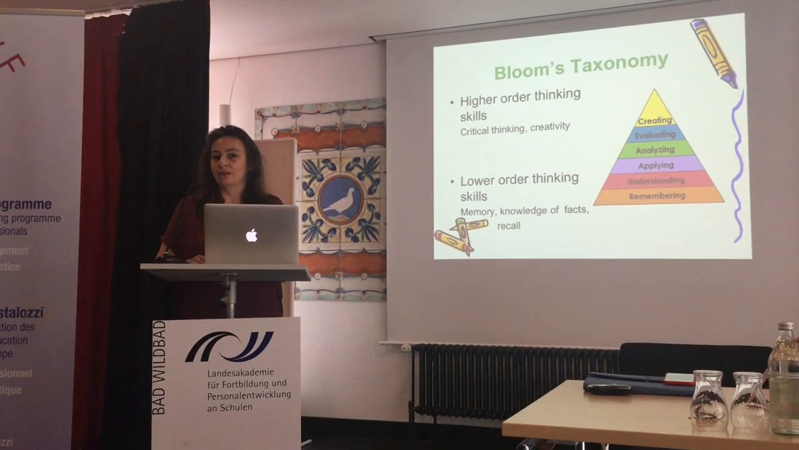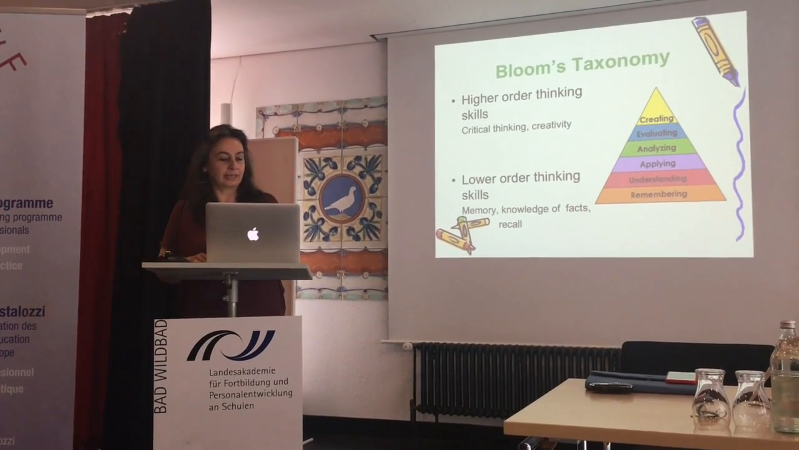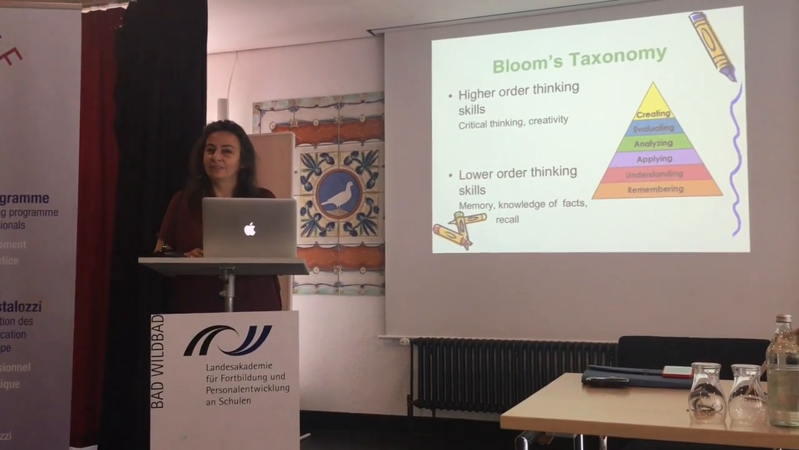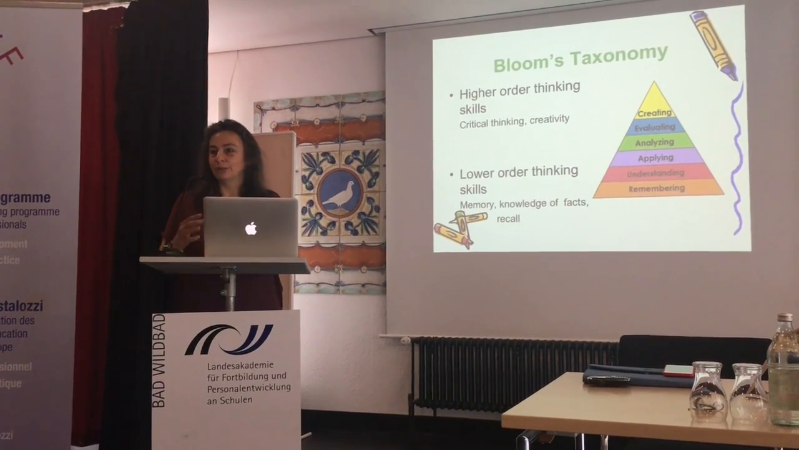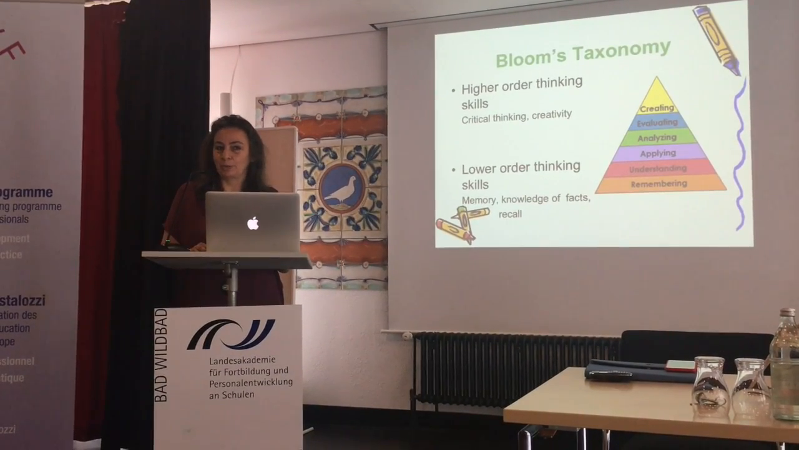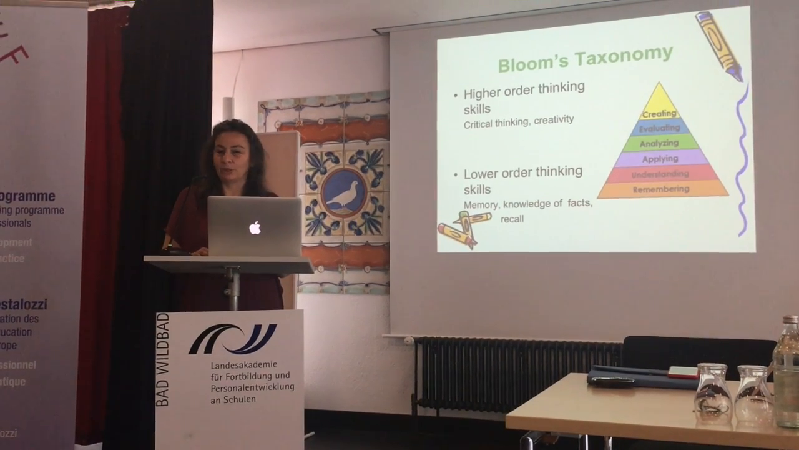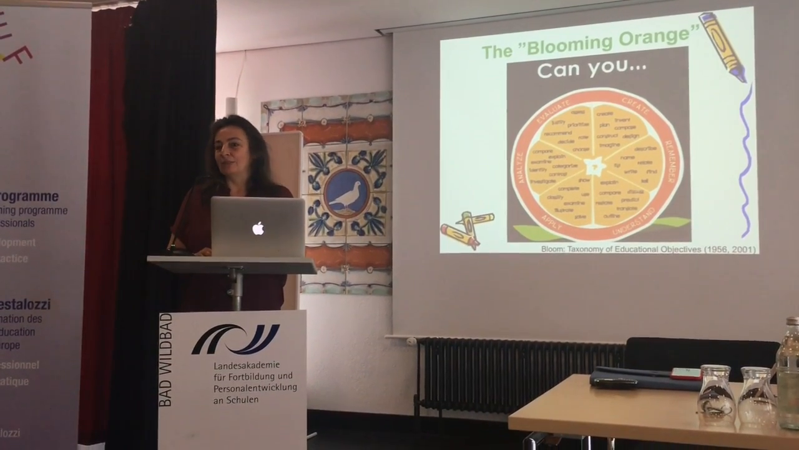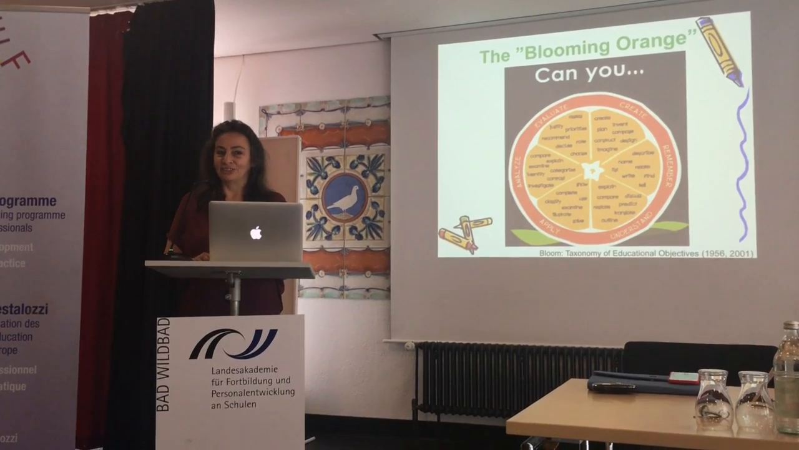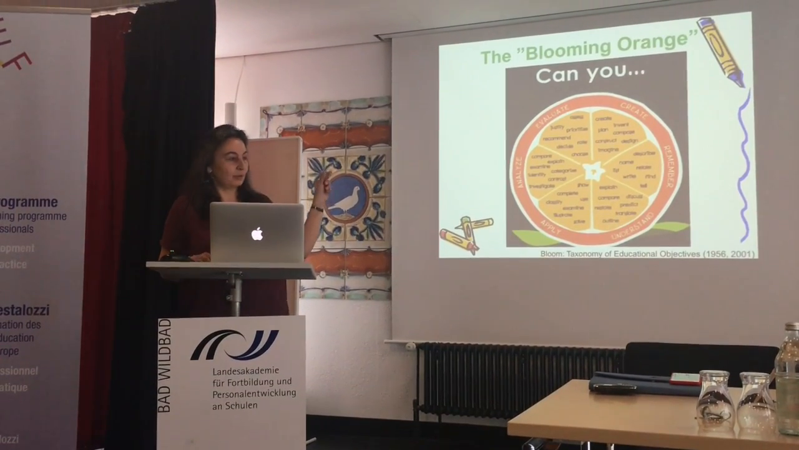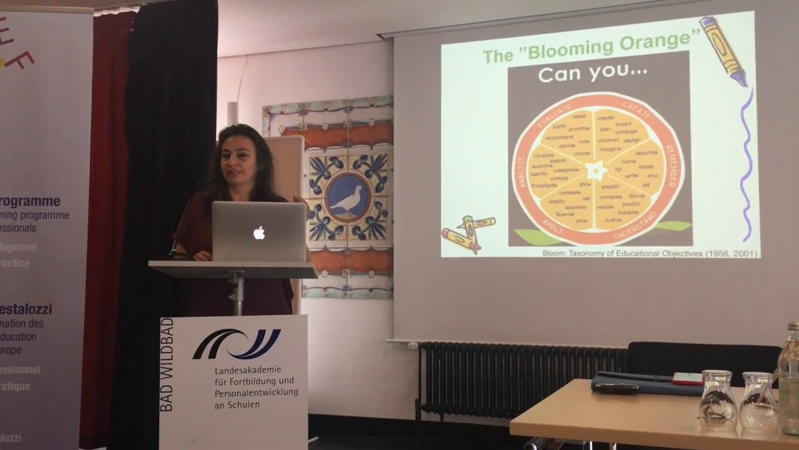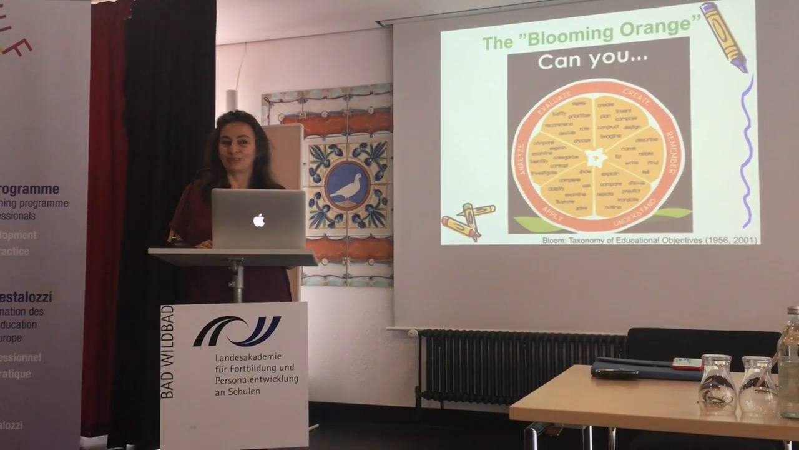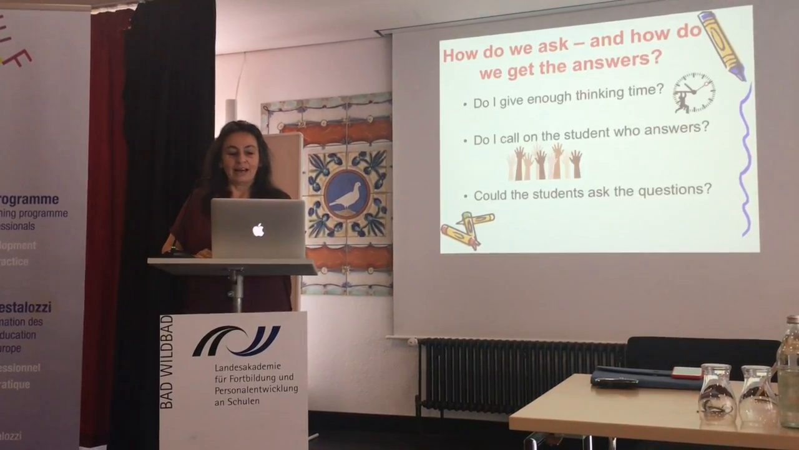You probably know Bloom's taxonomy, right? So we know about higher order thinking skills, like critical thinking and creativity, and lower order thinking skills. So when we try to put our questions together or think about our questions when we plan our lessons, maybe it's good to keep in mind what exactly we are doing with our questions. I found this on the internet, and this is something that I recommend, the blooming orange. And you see in all the wedges of the orange, you see verbs that you can use to ask the appropriate questions. I hope you will look it up. It's really interesting.